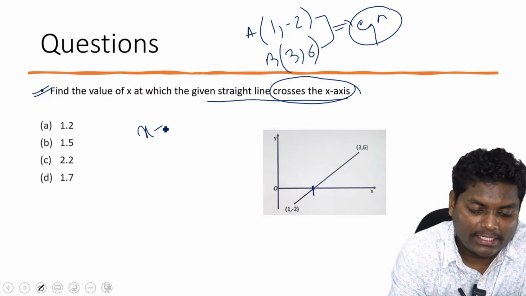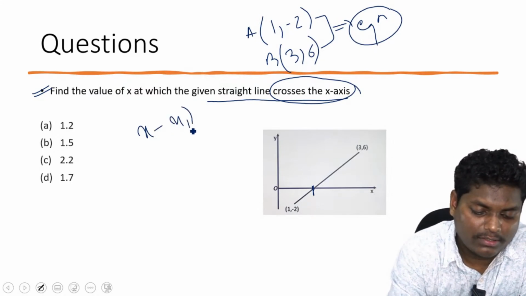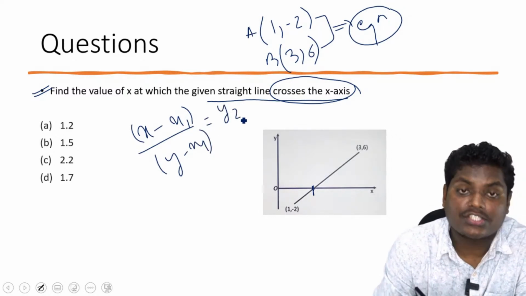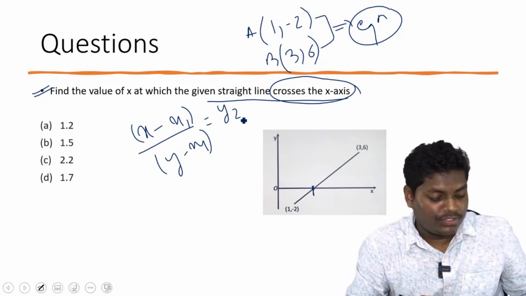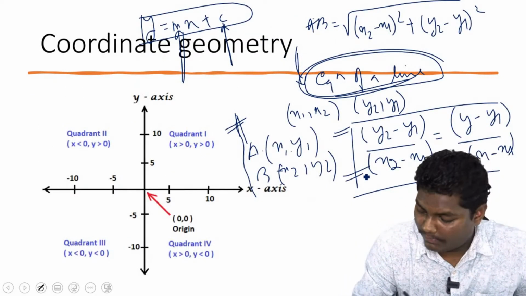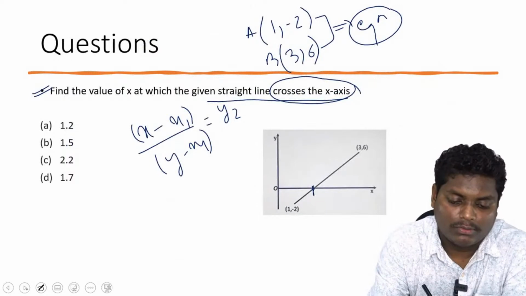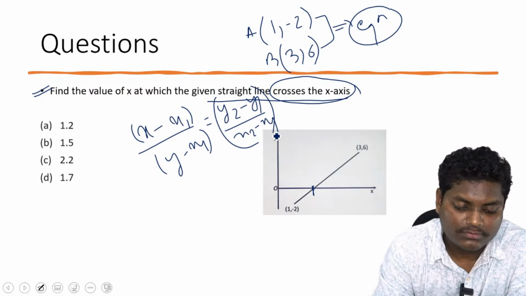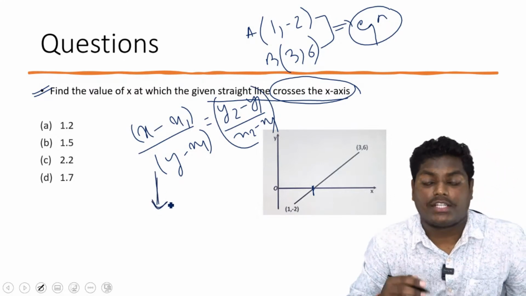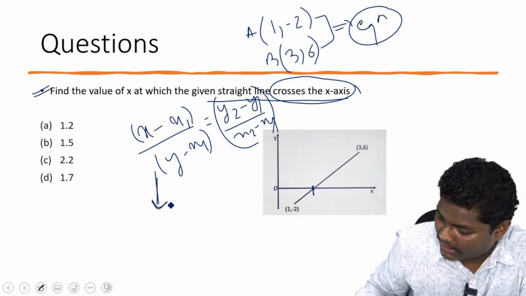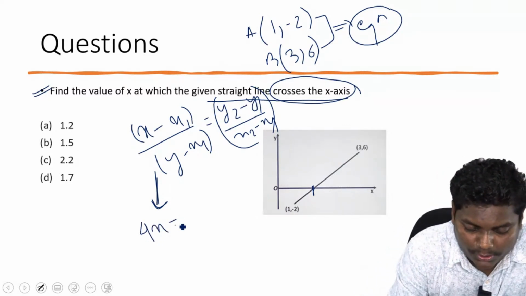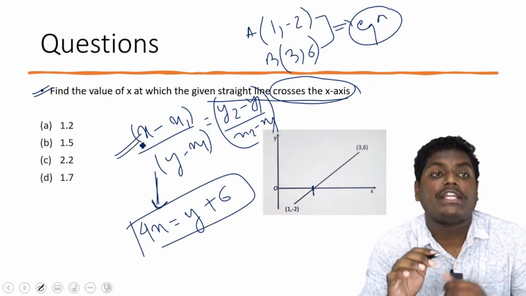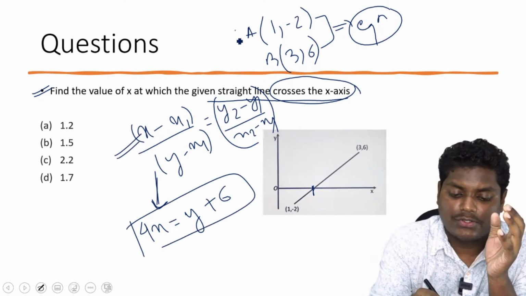x minus x1, y minus y1 is equal to, the same formula that we discussed over here, y2 minus y1 upon x2 minus x1. We can use this formula. So I'm directly writing this expression. If you write this formula, you will get 4x equal to y plus 6. If you solve this equation, you just need to put in these values.